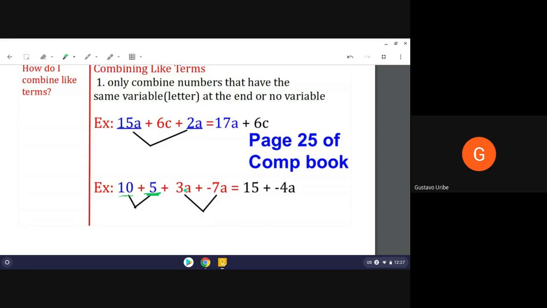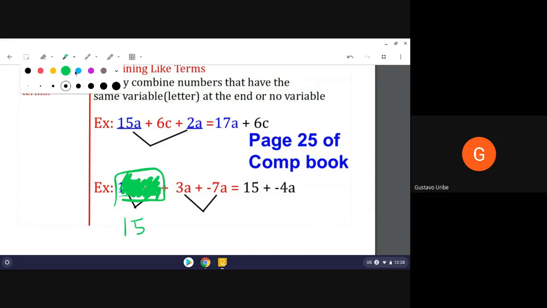This does, so I'm not going to underline it. This does, so I'm not going to underline it. I'm going to start by combining these two, my first like terms. All right, well, 10 plus 5 gives me 15. And now that I've combined these, I'm going to go ahead and forget about them. I'm going to cross them out. All right, let's go ahead and look at some more.